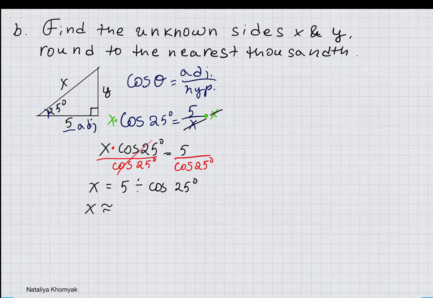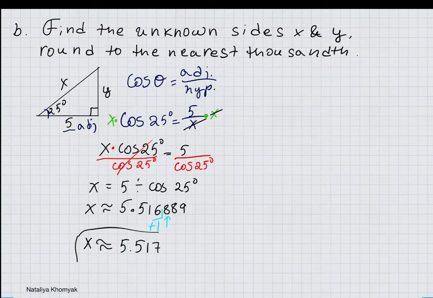So x is approximately 5.516889. We are rounding off to the nearest thousandths, so 3 decimal places here. You look at the number to the right of it. If it's 5 or more, we need to add 1, and in this case we have an 8, so we will add 1 to our rounding off place, and our solution will be 5.517 for x, and we still need to solve for y.